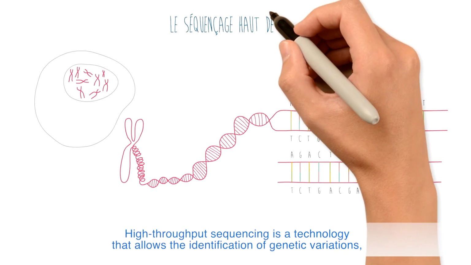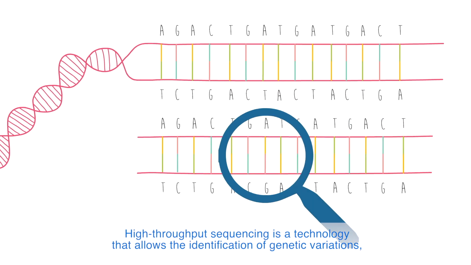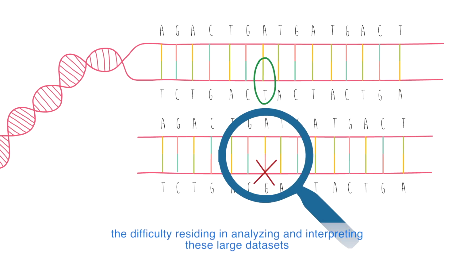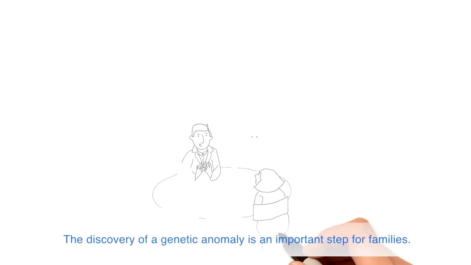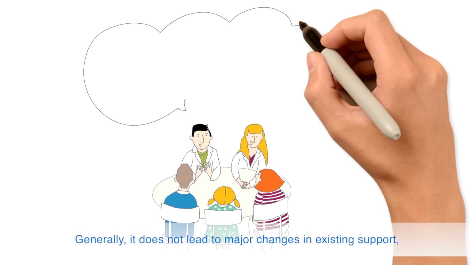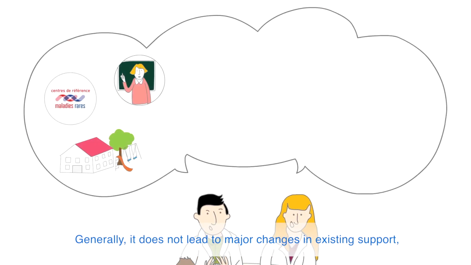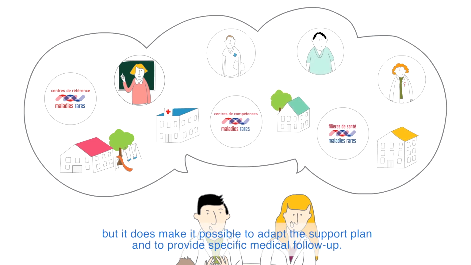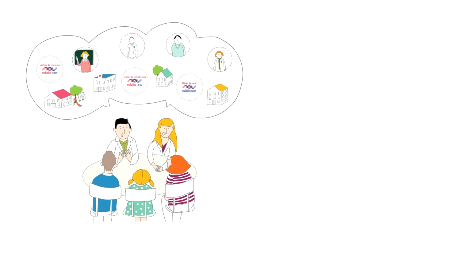High-throughput sequencing is a technology that allows the identification of genetic variations, the difficulty residing in analyzing and interpreting these large datasets to establish a link between the variations seen in a gene and the disease. The discovery of a genetic anomaly is an important step for families. Generally, it does not lead to major changes in existing support, but it does make it possible to adapt the support plan and to provide specific medical follow-up.